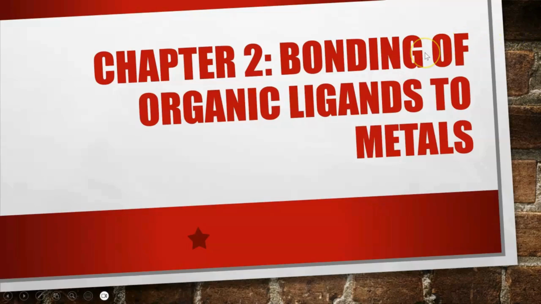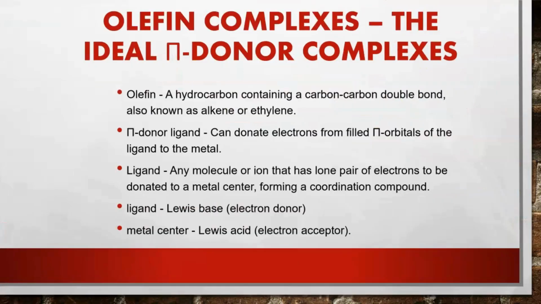Class, today we will learn Chapter 2, the bonding of organic ligand to metal. For the introduction, firstly you have to know the definition of the olefin complex. Olefin refers to a hydrocarbon containing a carbon-carbon double bond, also known as alkene or ethylene.